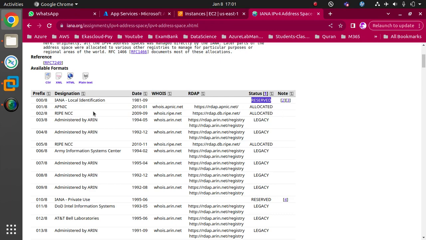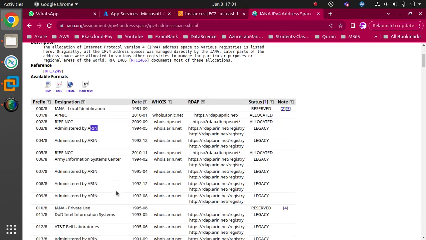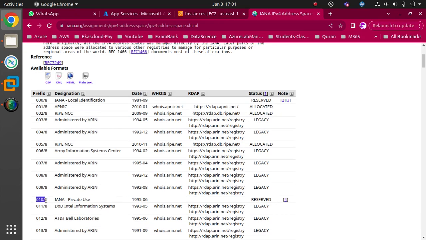One is allocated for APNIC. What is APNIC? Asia Pacific region. For that region they have allocated it for internet, so it's public. In the Europe region, 2 is allocated, administered by RIPE, allocated. This is some legacy allocation. If you come to 10, we know 10 network is for private use, anybody can use. When was this designed? 1995. You got it.